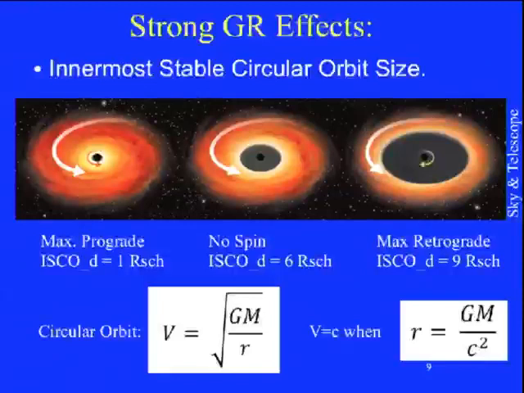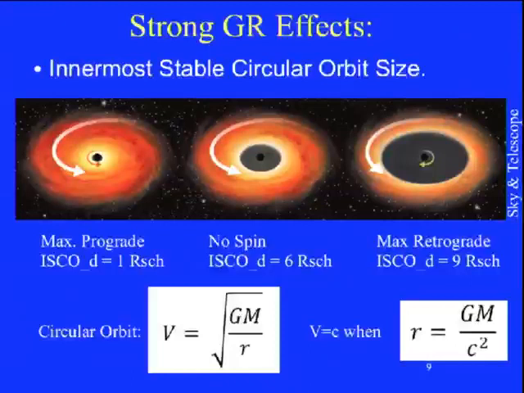Now, the cool thing is that if this accretion disk of matter is orbiting the black hole in the opposite sense of the spin, then you have to be really far out in order to maintain that circular orbit. But if you're spinning with the black hole, that innermost stable circular orbit shrinks to almost nothing.